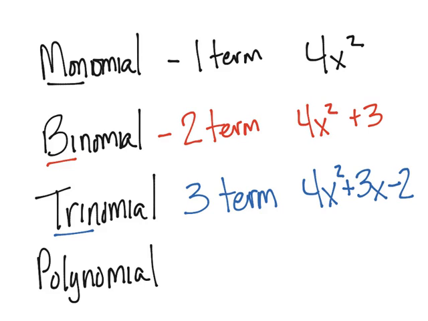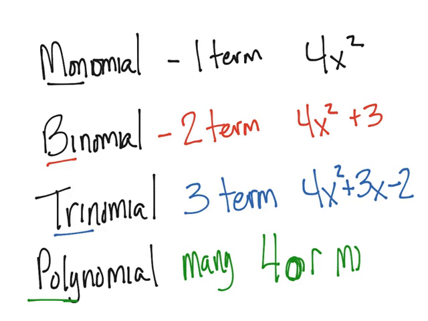Finally, we're interested in polynomials. Poly is simply a term that means many, or in this case, we're talking about 4 or more terms. So for example, 4x squared plus 3x minus 2 plus 3y. That would be considered a polynomial.